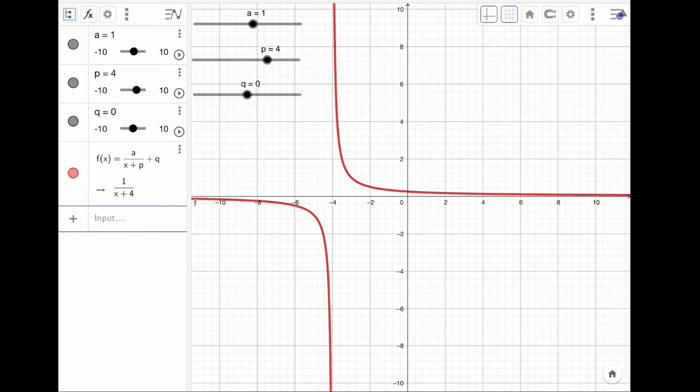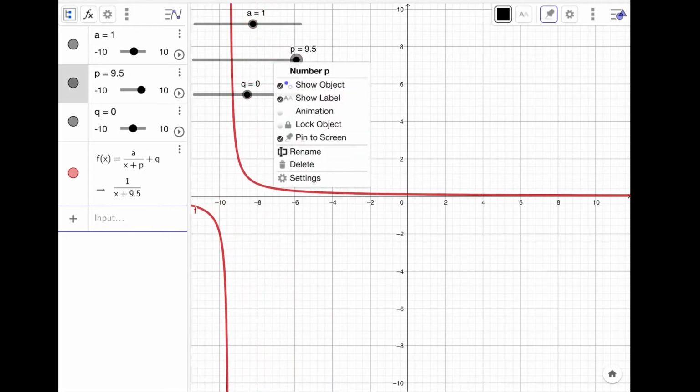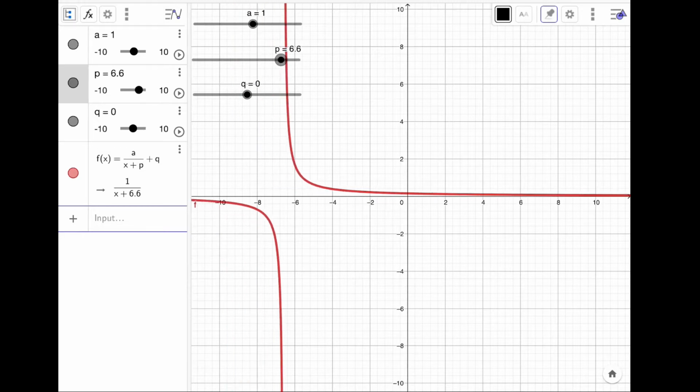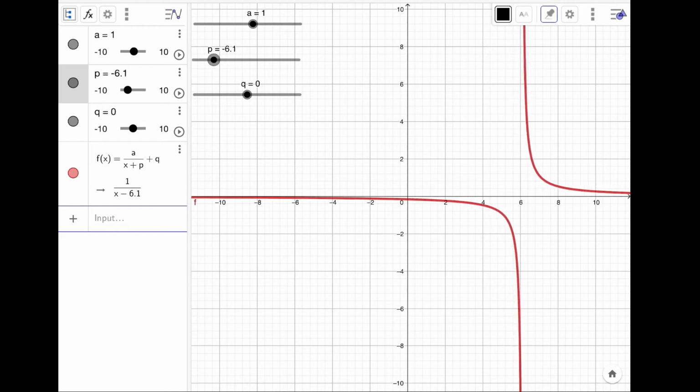And so as I make it more positive, notice it moves more and more to the left. So what happens if I make it a -p? Notice now it moves to my positive values. So a -p shifts my graph to the right. And my asymptote, instead of being at -6, if you look at this graph, my asymptote is at x is equal to 6. And so P is very counterintuitive.